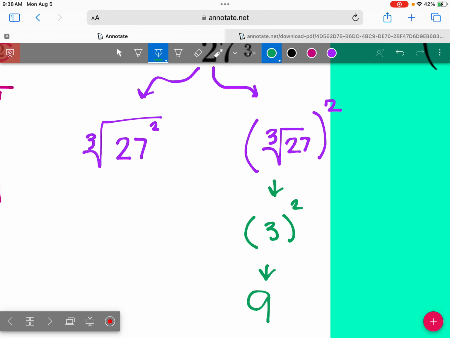Going the other direction, we would need to know 27 squared, which is 729, and we would also need to know that the cube root of that is 9. So that's a little bit less likely for us to remember off the top of our head. Sometimes going the root way first is going to make it easier. Okay?